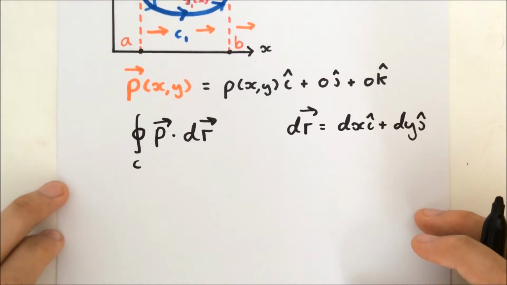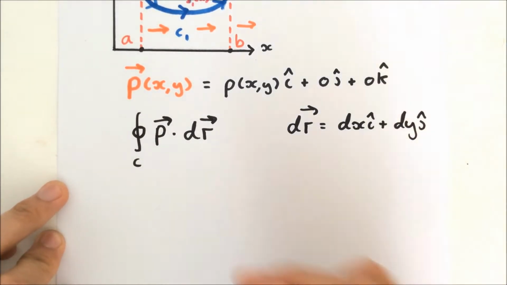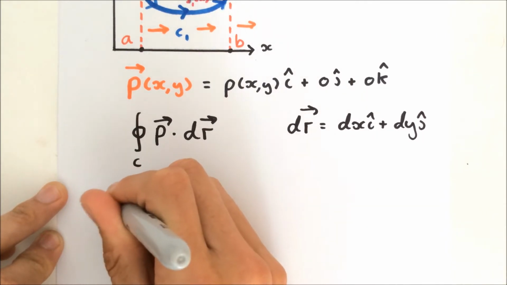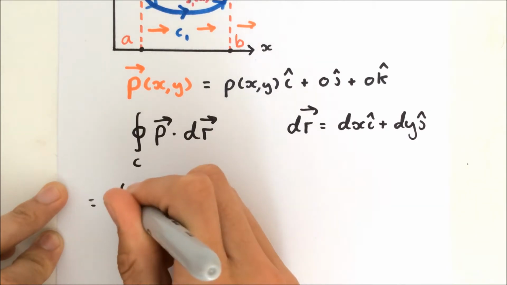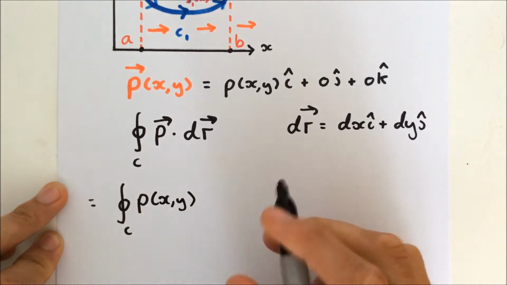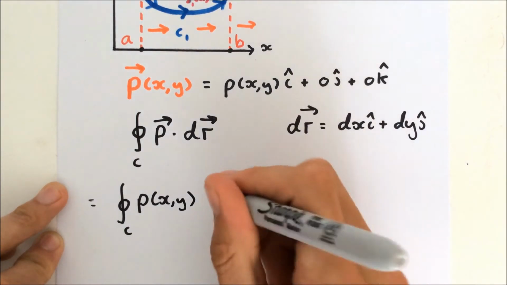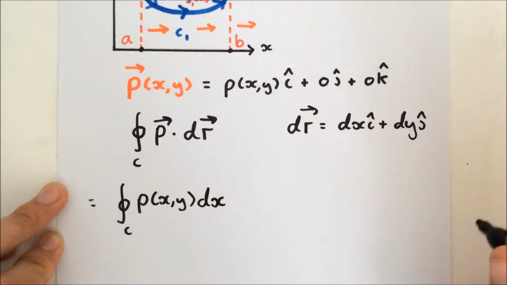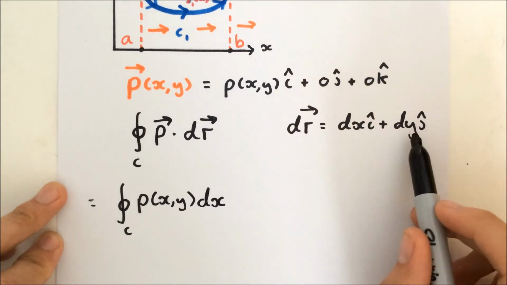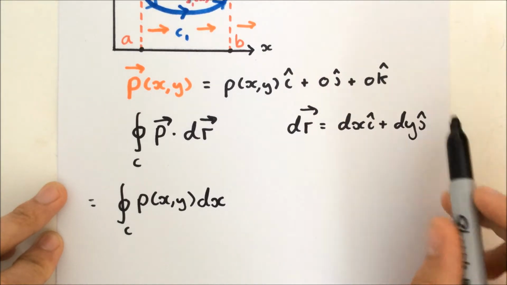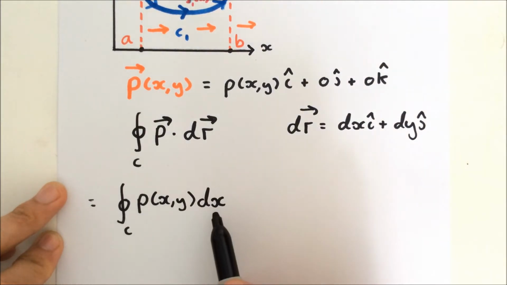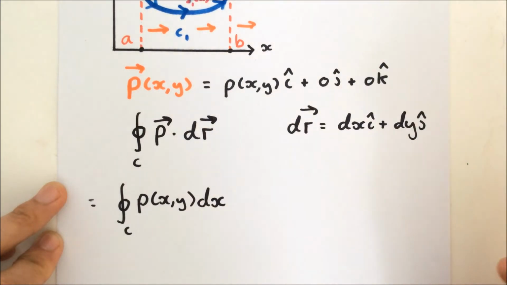So let's carry on with the line integral and see where we get. This is equal to the line integral along C of, this time it's just P(x,y), because we're looking at the i component of the vector field, that's the only component that's not 0. And then that's dx, because when we take the dot product, the other components of dr, dy and dz, become 0 because they're multiplied by 0 from the vector. So we just get the x component.